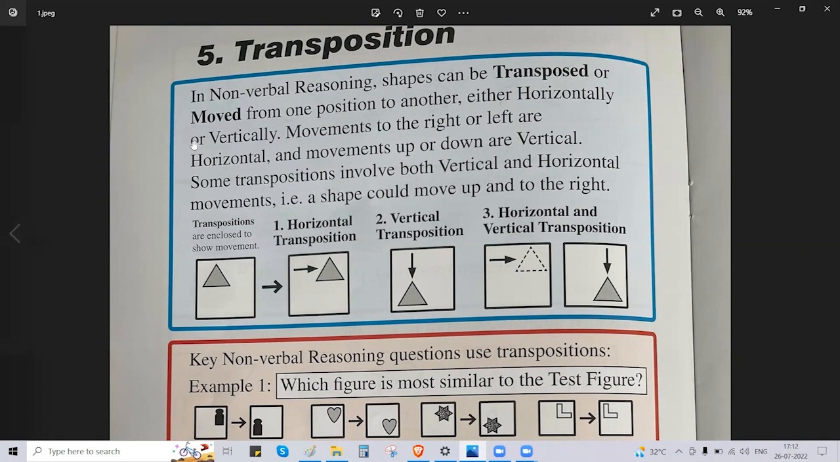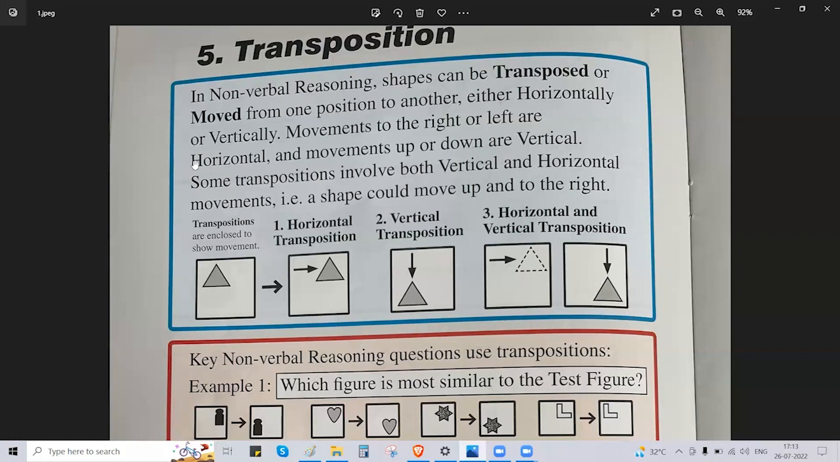Please read this explanation here. Okay. So it says, in nonverbal reasoning, shapes can be transposed or moved from one position to another, either horizontally or vertically. Movements to the right or left are horizontal, and movements up or down are vertical. Some transpositions involve both vertical and horizontal movements. A shape could move up and to the right.